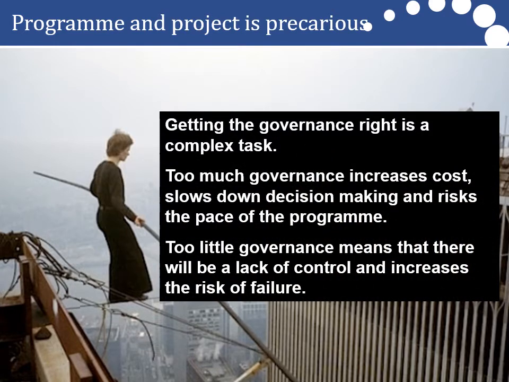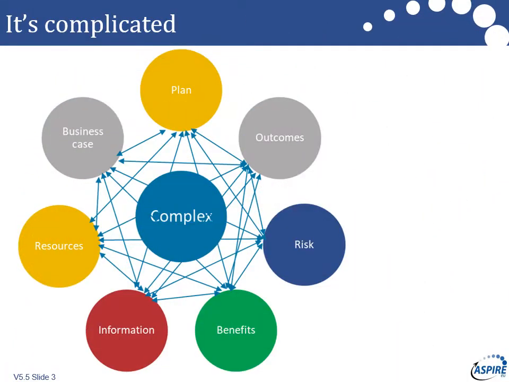What does good look like? It's really about having pace, making decisions at the right time, in the right place. Too much governance obviously creates cost, and too little governance means you're taking much bigger risks than you probably need to for your program. So delivery is around about balancing those risks and being optimized. It's not only precarious, it's complicated.